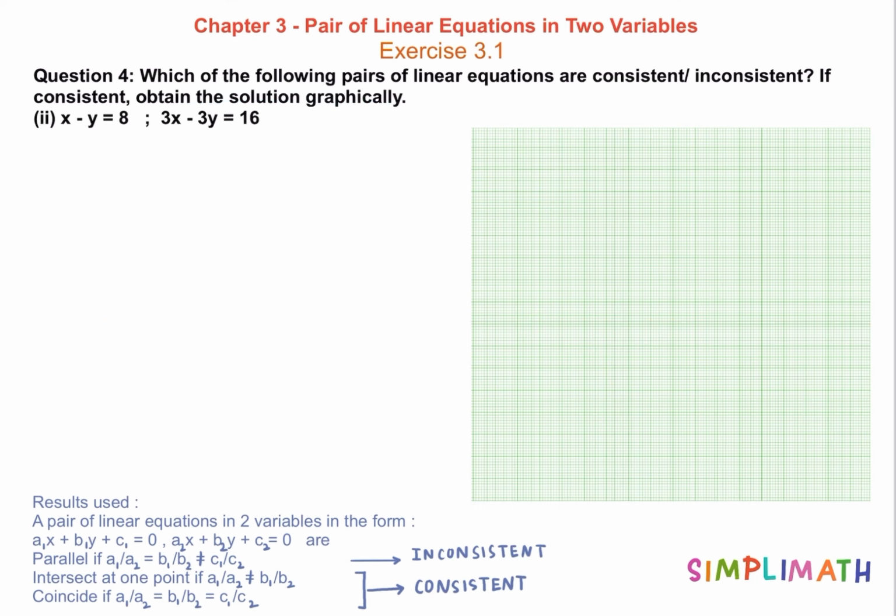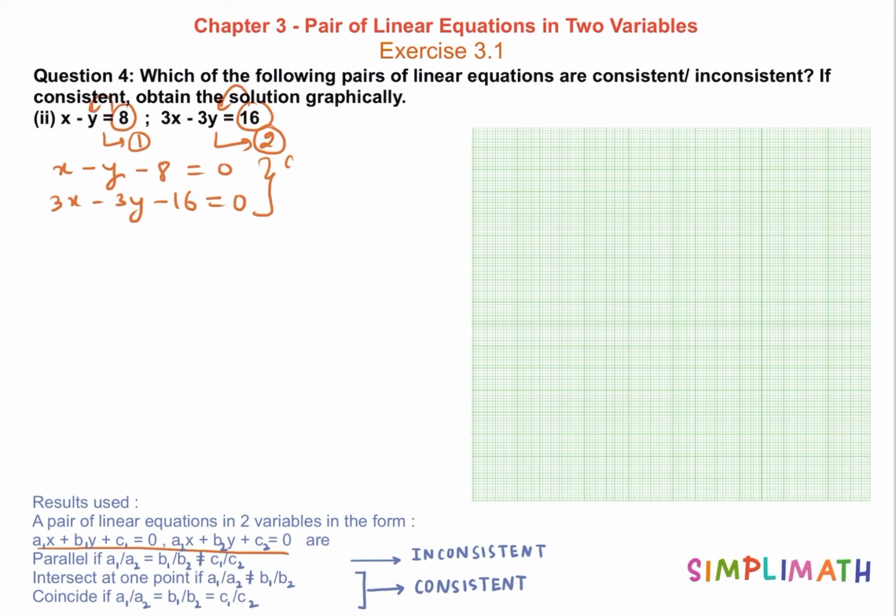Now in part 2, let this be equation 1 and let this be equation 2. Now we know that the standard form of the pair of linear equations is in this form. So the standard form of equations 1 and 2 can be written like this, right? Because we bring the constant term to the LHS, right?